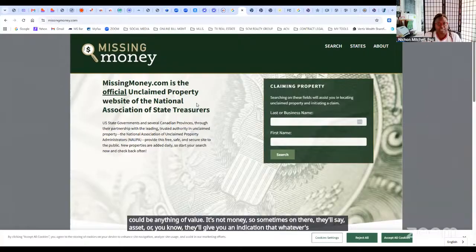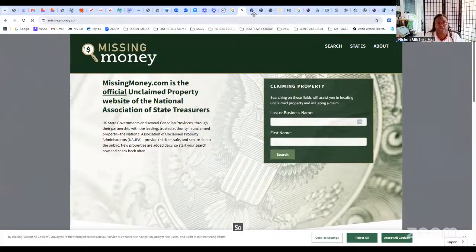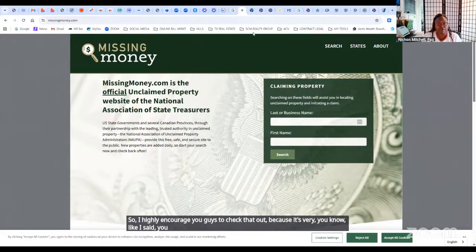So I highly encourage you guys to check that out because, like I said, if you have a situation where you're over someone's estate, or if you die without a will or a trust, your family is going to have to do this. But even for myself, I check this. Really, I check once a year.